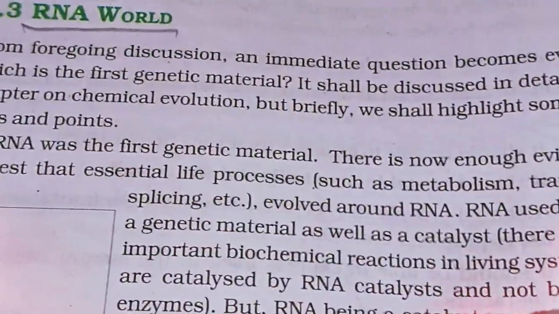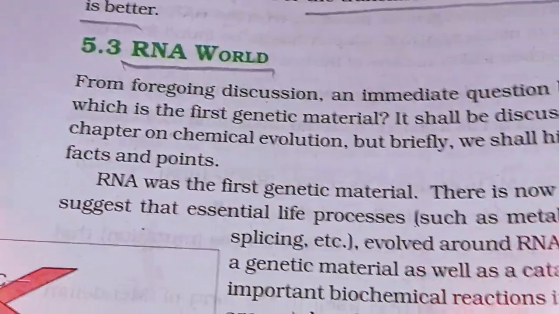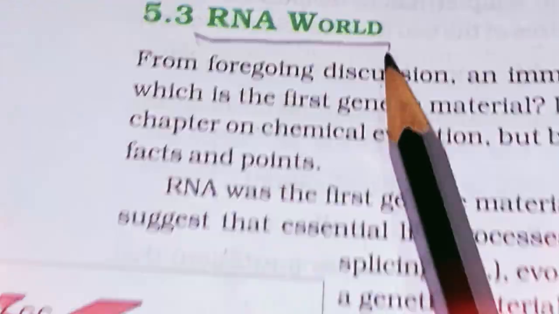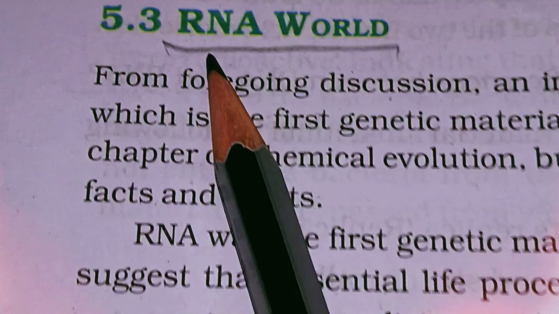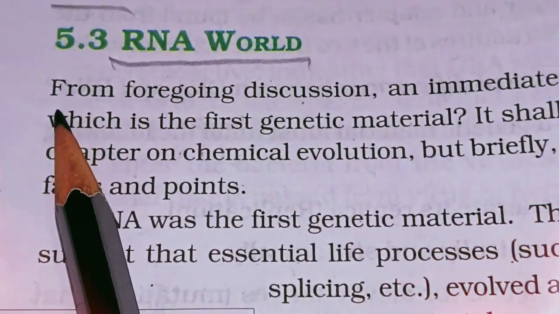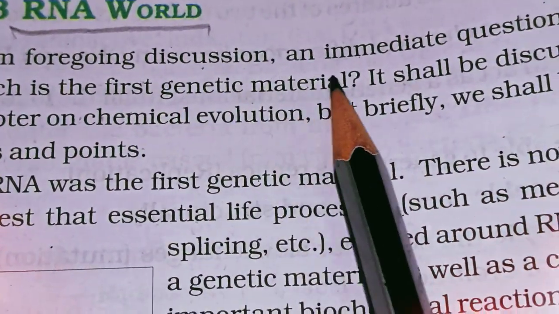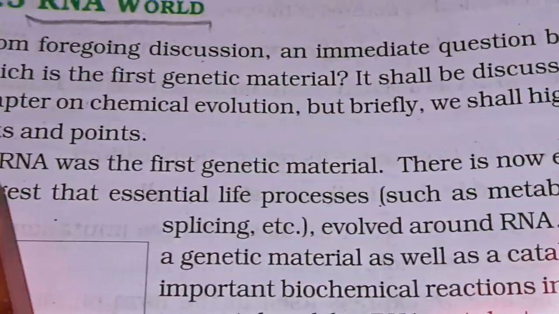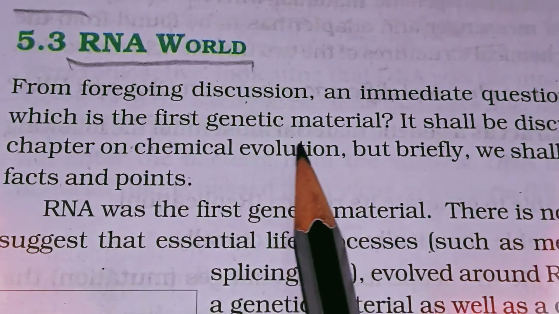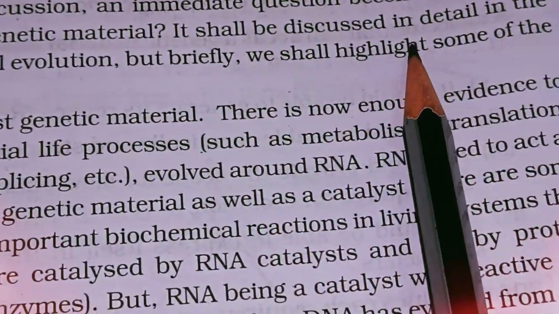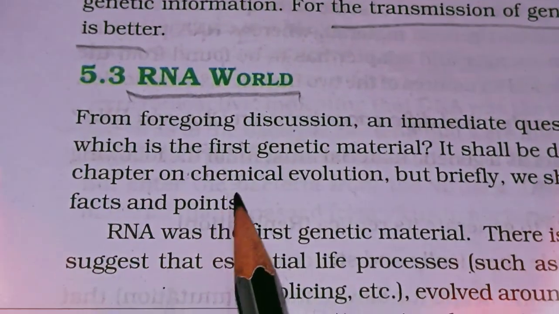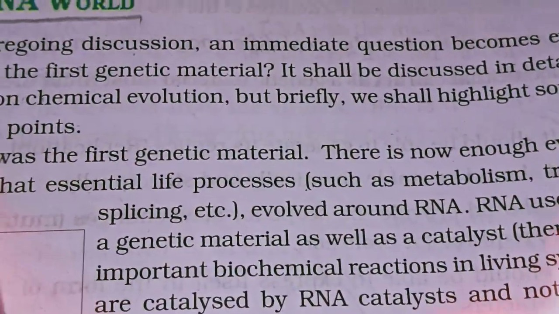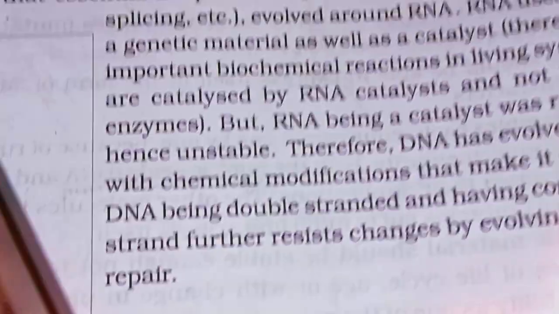Welcome back once again. In the chapter The Molecular Basis of Inheritance, we will continue with what we call the RNA world. From the foregoing discussion, an immediate question becomes evident: which is the best genetic material? It shall be discussed in detail in the chapter on chemical evolution, but briefly we shall highlight some of the facts and points.